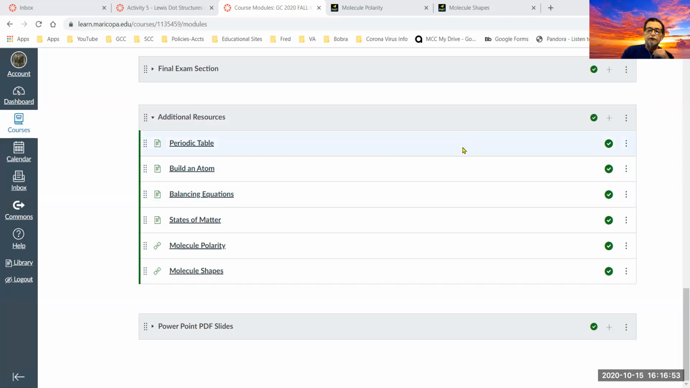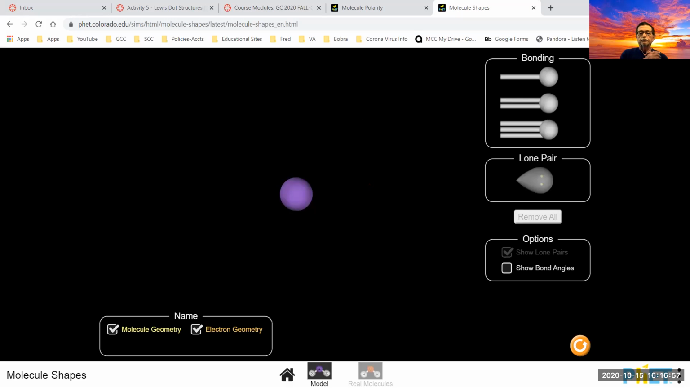So what happens when you click them? Let's go to the shapes one. You get simulations run by the University of Colorado. They have multiple different ones. If you have children out there, these are good simulations, ranging from grade school all the way up to college. So you might check into it.